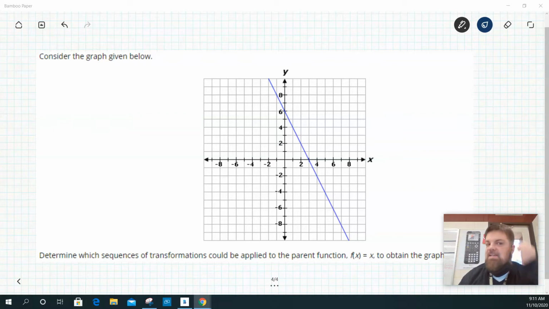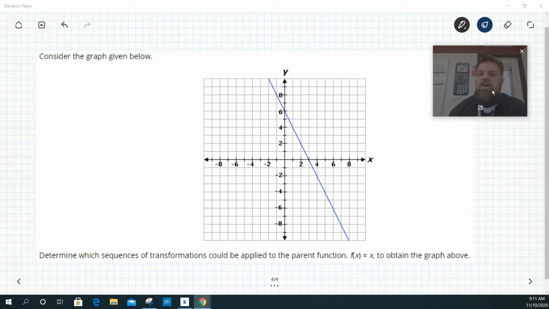All right, so it says consider the graph below. Determine the sequences of transformation that could be applied to the parent function f of x equals x to obtain the graph below. So what they're saying is f of x equals x, the diagonal.